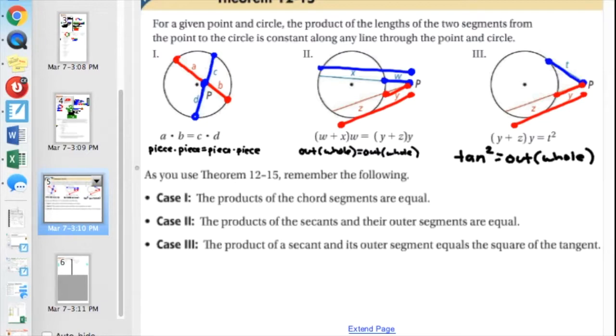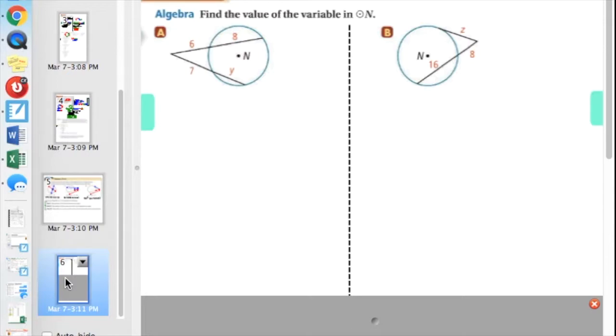Once again, these are just how I'm remembering these particular theorems. Now you'll see right here that this is actually how the textbook reminds you of these theorems. And notice that it just utilizes the terminology associated in geometry, like chords and secants and tangents. So I have my three. Piece times piece equals piece times piece. Outside times whole equals outside times whole. Tangent squared equals outside times whole. So let's try out two examples.